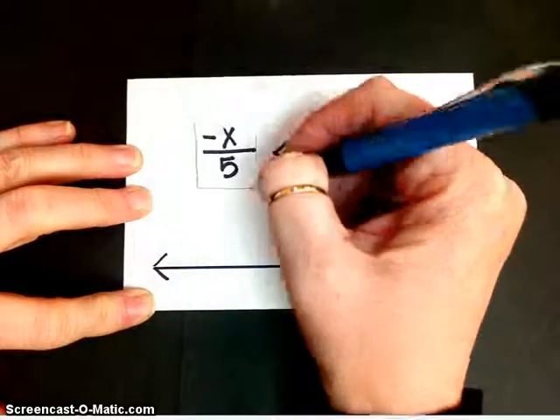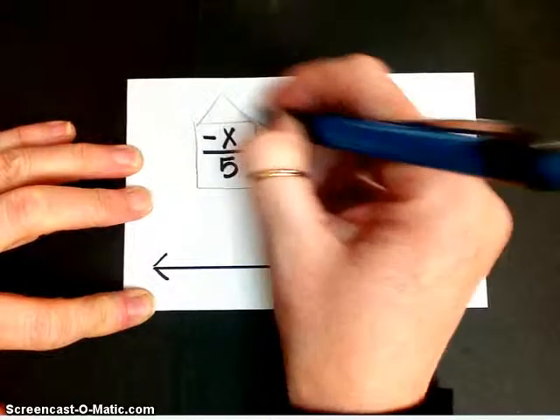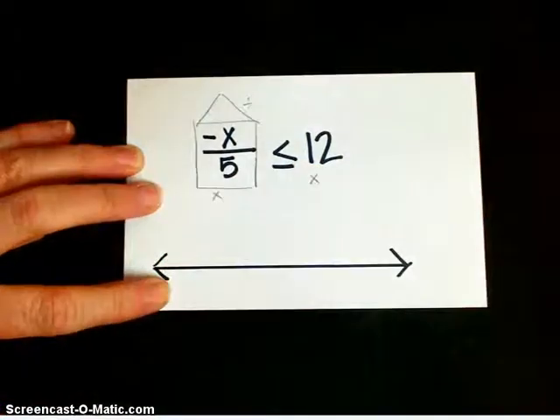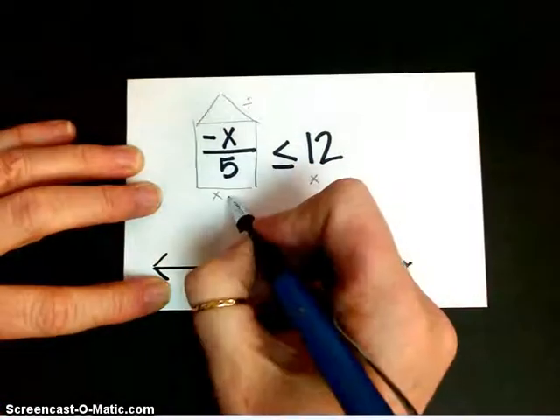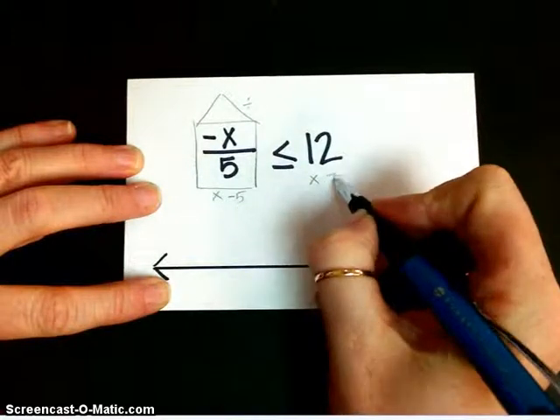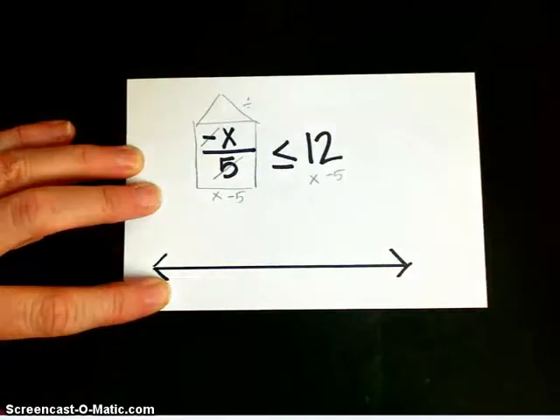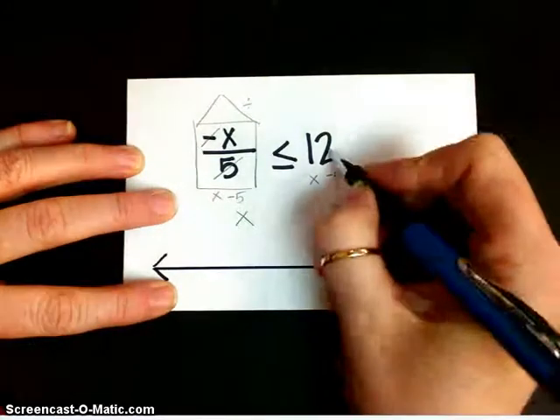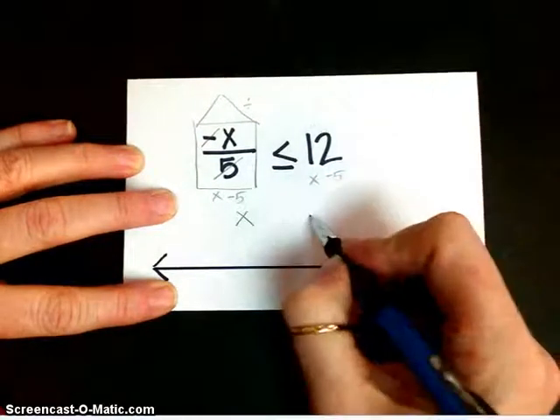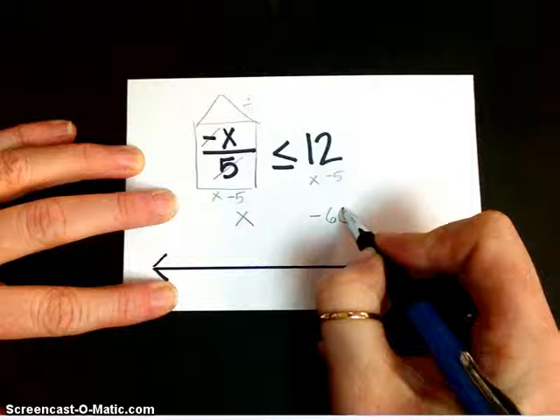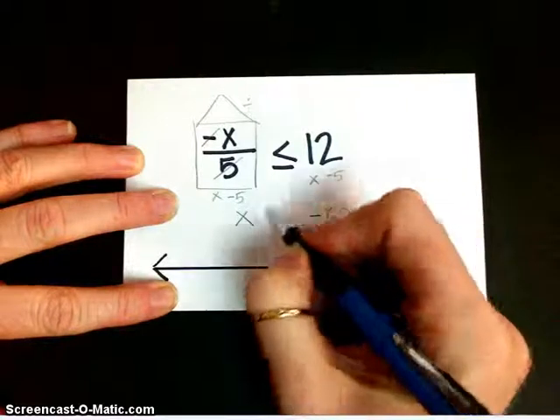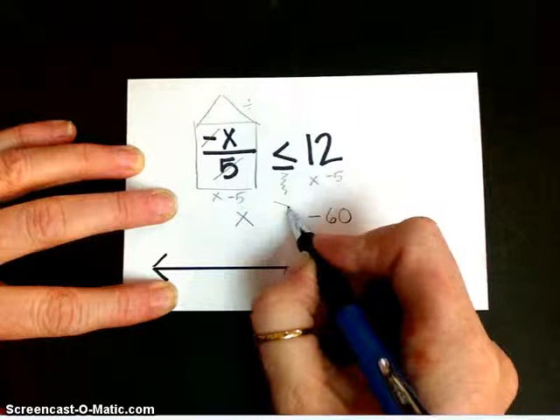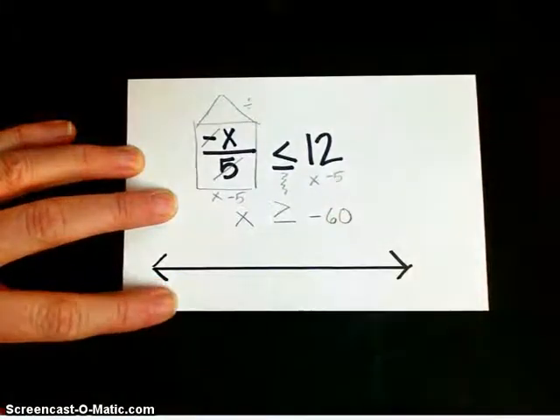Okay, guys, here's my house. I'm starting off with division, so that means I'm going to multiply both sides times something. I'm going to have to multiply both sides times -5 to cancel that out. That leaves me with x over here, and 12 times -5 is -60. But remember, I can't just bring my sign down. I have to change and reverse its direction.